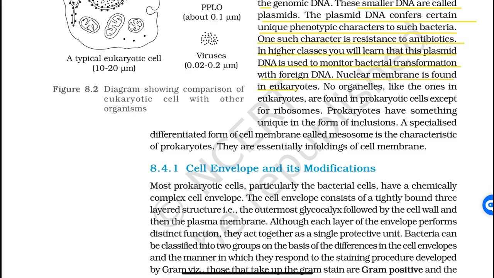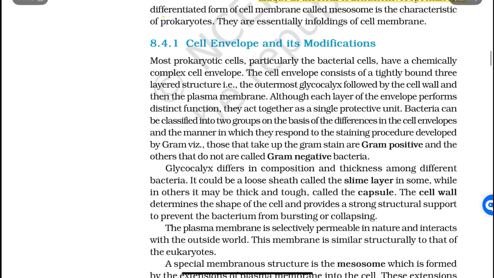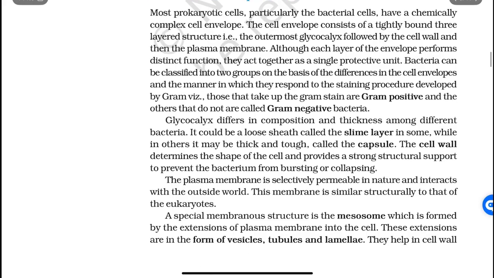Nuclear membrane is found in eukaryotes. No organelles like the ones in eukaryotes are found in prokaryotic cells except for ribosomes. Prokaryotes have something unique in the form of inclusions. A specialized differentiated form of cell membrane called mesosome is characteristic of prokaryotes. They are essentially infoldings of the cell membrane.